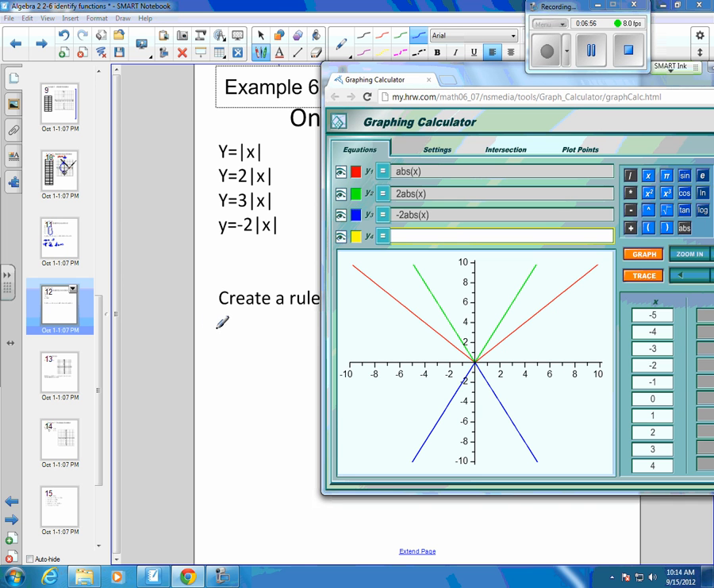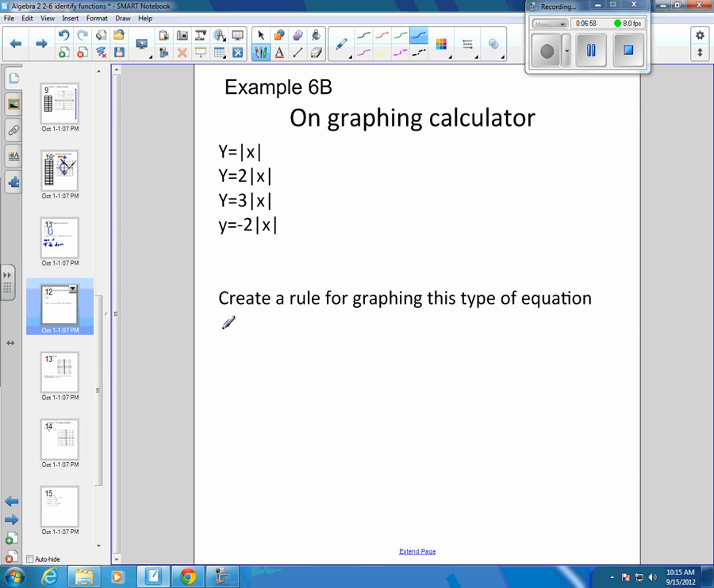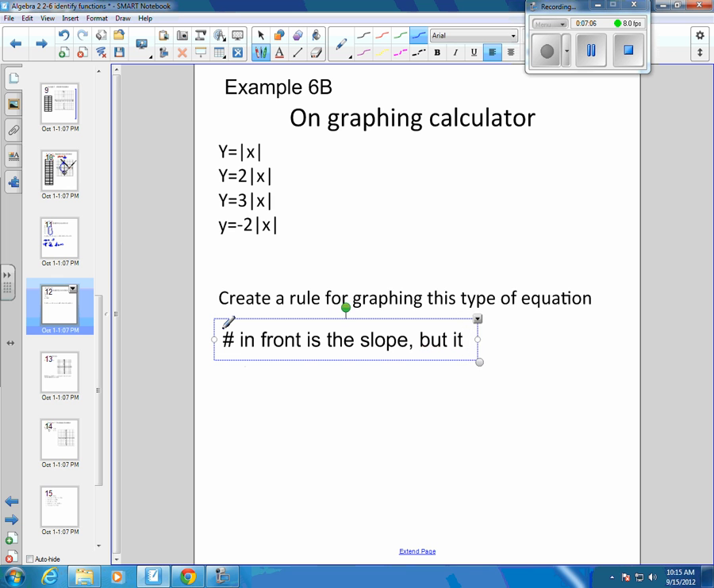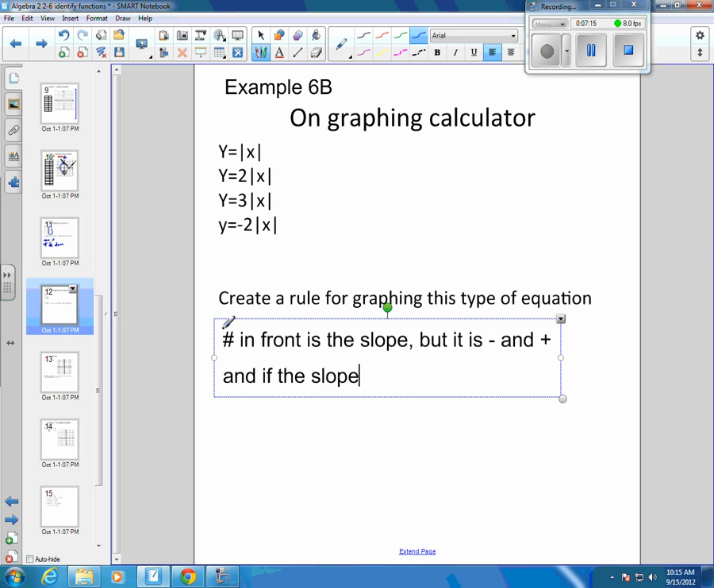Let's make a rule here for this. So our number in front is the slope, but it is negative and positive. And if the slope is negative, it reflects across the x.